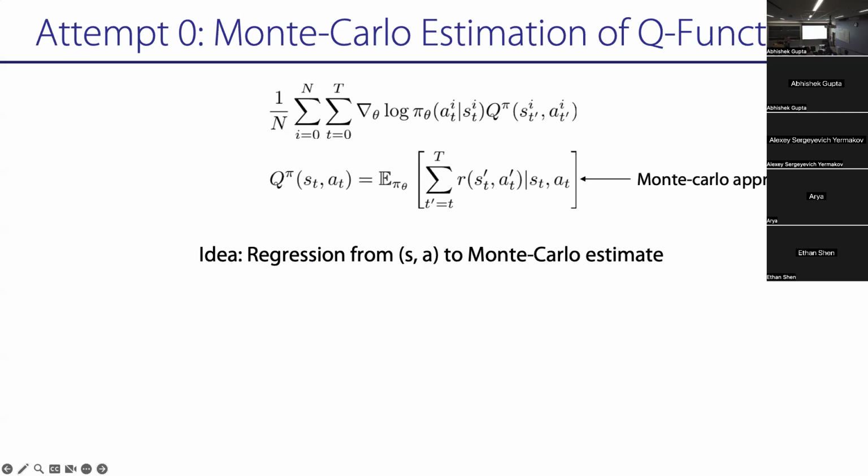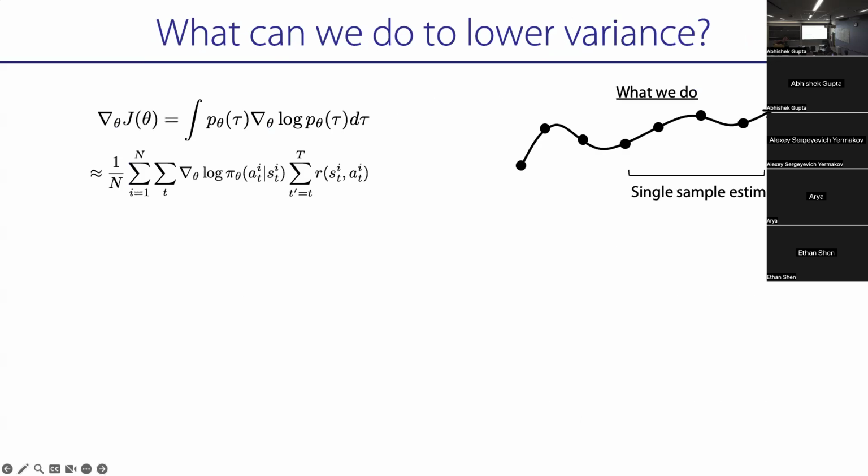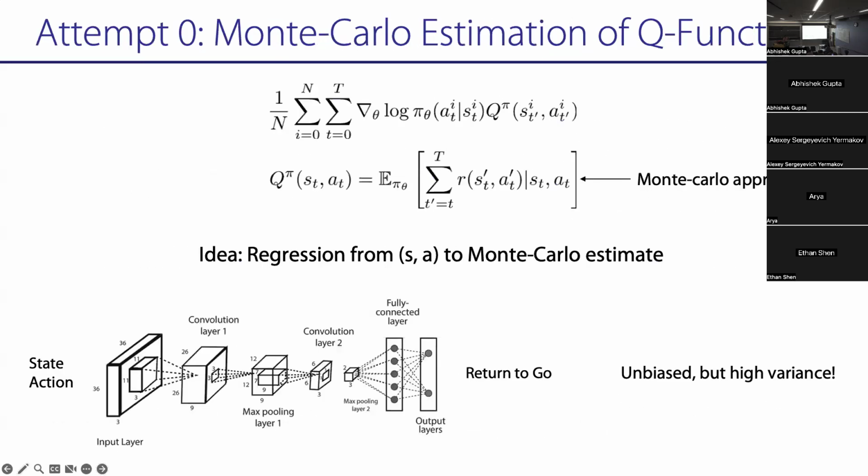High variance, right? So if we go back to the two things that we really wanted, we want low variance and off policy. This does neither, so it's trash, right? Never do Monte Carlo anything. But it's a good thing to think about, right? You want something that's unbiased, but it's going to be high variance and it's going to be on policy. And so attempt 0 is not great.